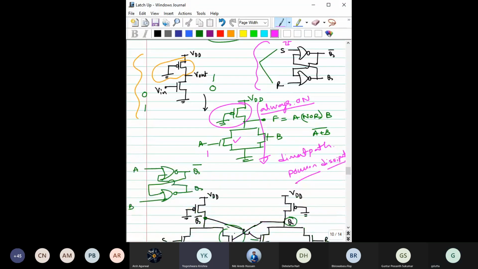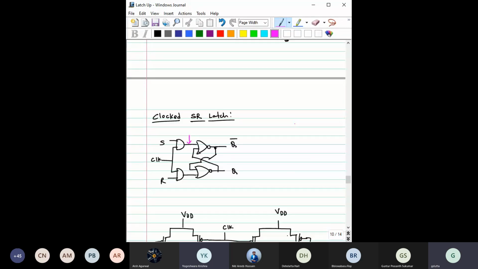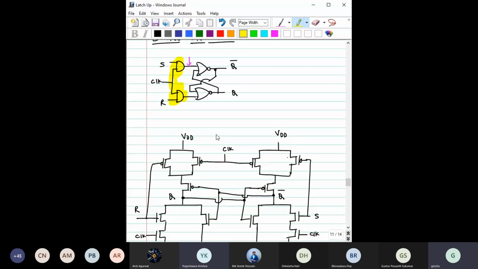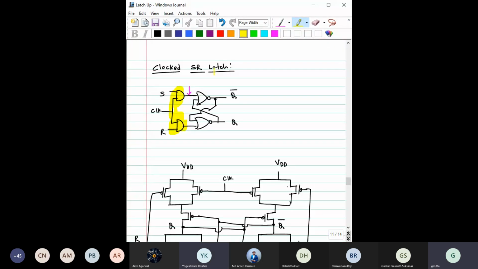So how can you do that? By using a clocked SR latch. What is the funda of this clocked SR latch? Before that, you make an arrangement like this, right? Okay. So this is the SR latch. The additional part is this one only. The remaining is the NOR implementation, right? Here it is clock, here it is S, and here it is R.